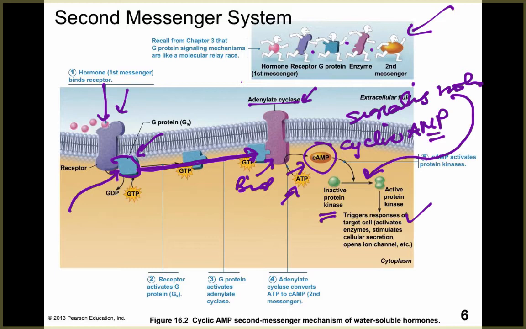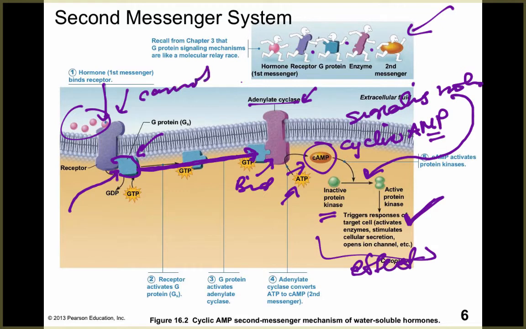And then that is going to basically activate whatever the targeted response of the cell is, right? Whether it activates an enzyme, stimulates a secretion, opens a channel, something. This is basically the effect that this whole signaling cascade is having. And this is all because this guy right here cannot cross the membrane.